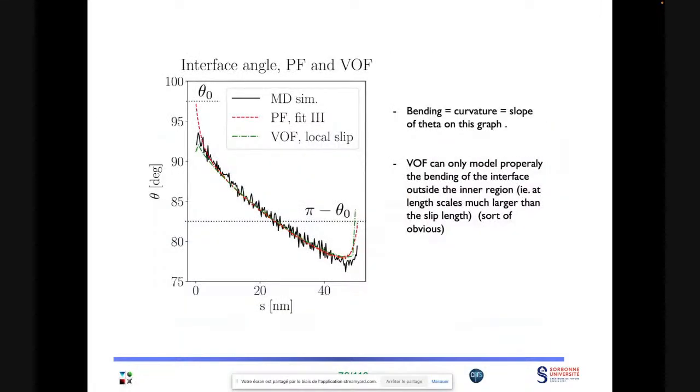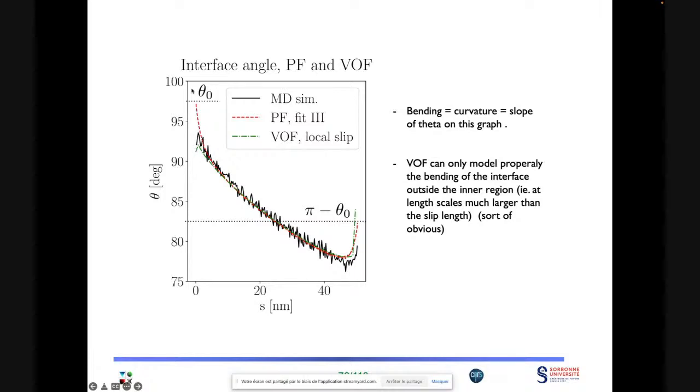And so we perform that. We perform the MD simulations, the phase field simulations with the model described, and the volume of fluid simulations as previously. This was done in this case by using Basilisk. You see that there's a perfect agreement in the center, but in the boundaries, the agreement is very imperfect for both the phase field and the VOF. They don't really follow the MD, especially here near the advancing line.